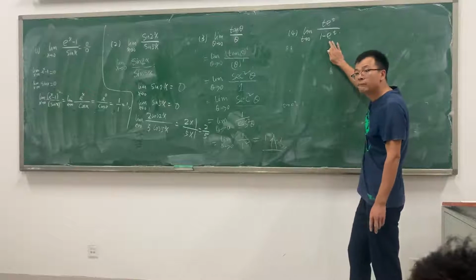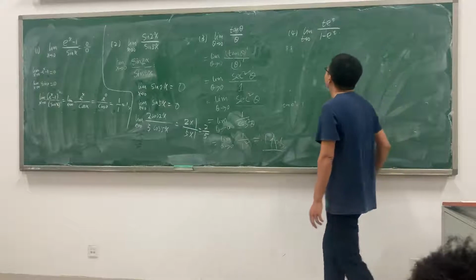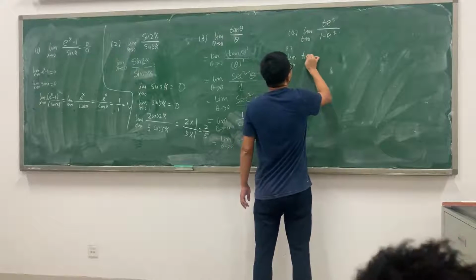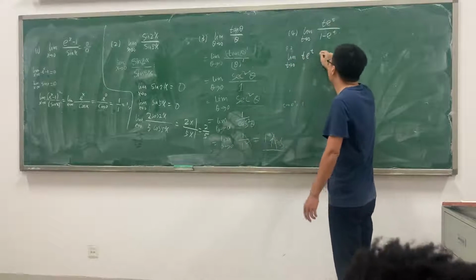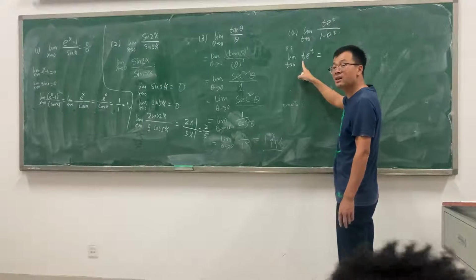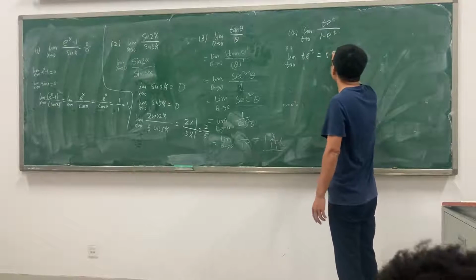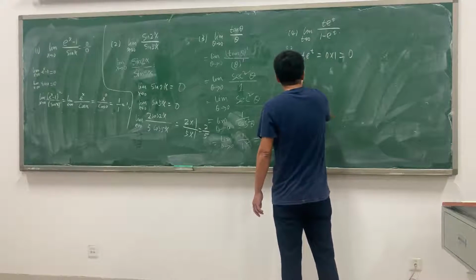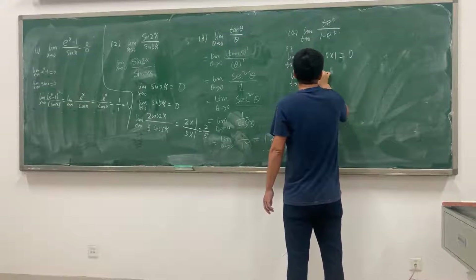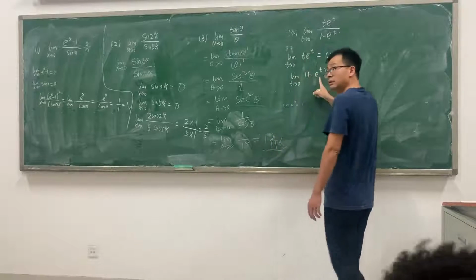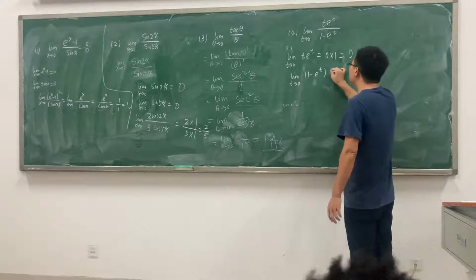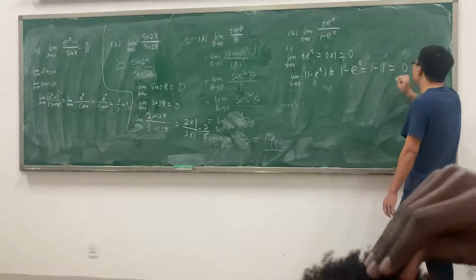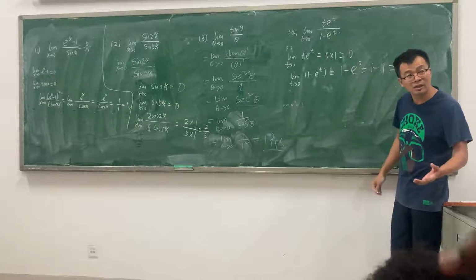And for this one it's the same. So here first, limit as t approaches 0 of t times e^t. This part is 0 and this part is 1, so 0 times 1 is 0. Now the denominator, as t approaches 0, 1 minus e^t, so 1 minus e to the power 0, which is 1 minus 1, so 0. 0 by 0, so it is an indeterminate form.